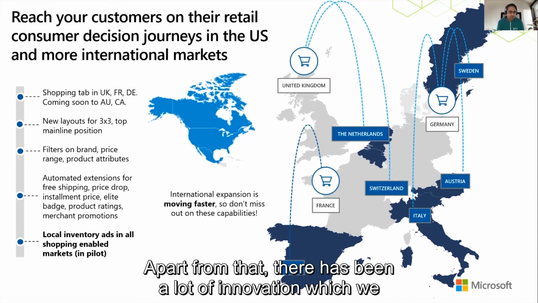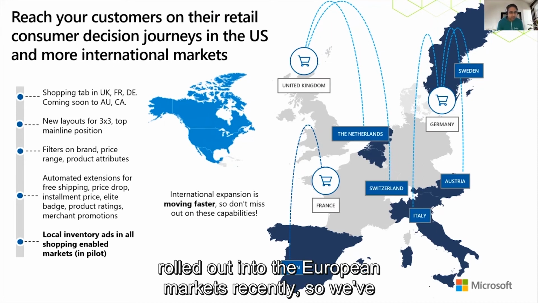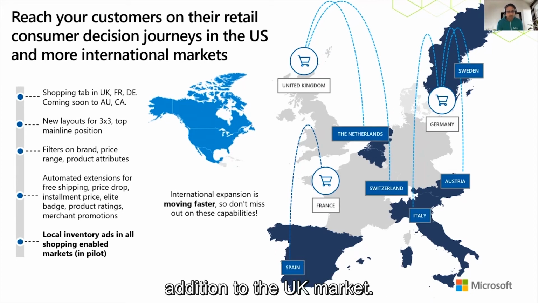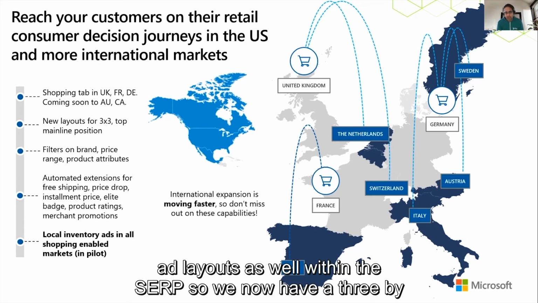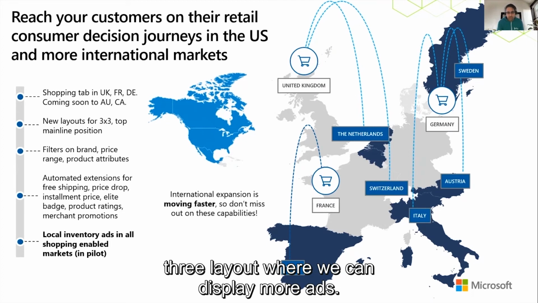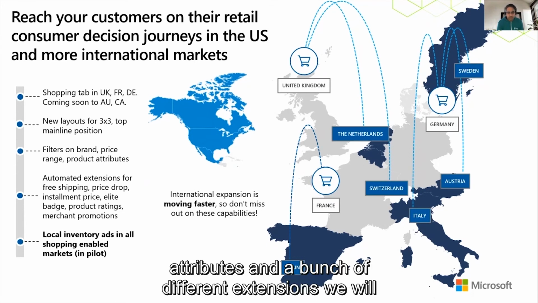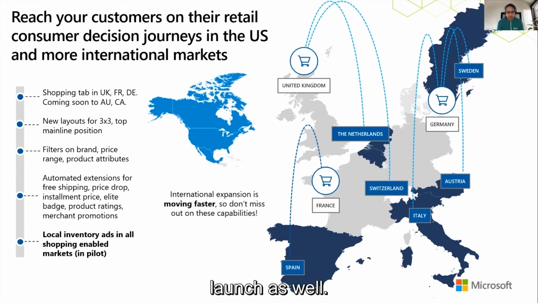Apart from that, there has been a lot of innovation which we've rolled out into the European markets recently. We've launched a shopping tab in both the French and German markets in addition to the UK market. We're trying out different ad layouts within the SERP, so now you have a 3x3 layout where we can display more ads. We've also introduced different filters across different attributes. There's a bunch of different automated extensions which we launched as well.